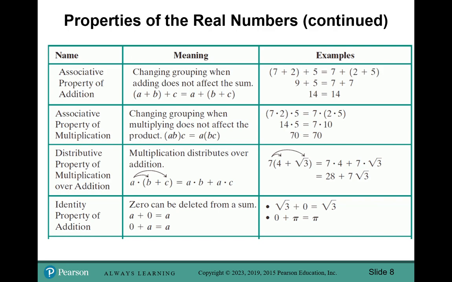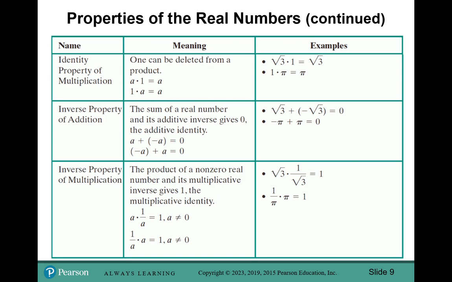So if I look at the square root of 3 plus 0, I get the square root of 3. If I look at 0 plus pi, that is simply pi. I can simply delete the addition of 0. I will also look at the identity property of multiplication. 1 can be deleted from a product. So if I have A times 1, that is simply A, or 1 times A is simply A.